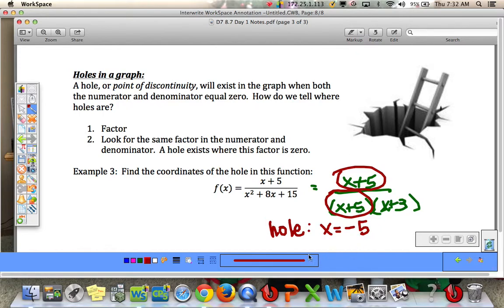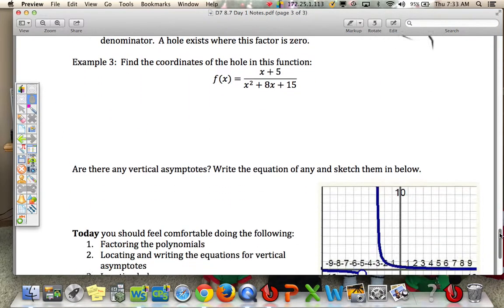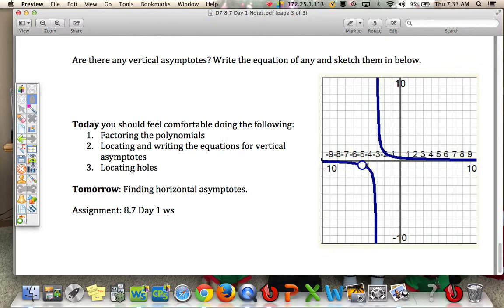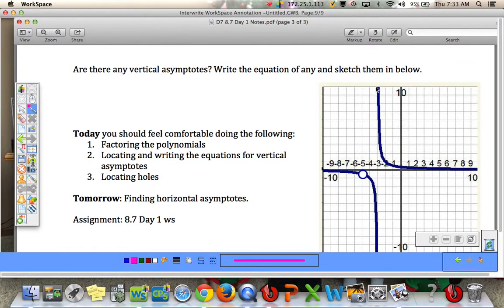There would also be an asymptote here, and that's the next question. The asymptote would be then just the remaining factor, what makes this 0. So the vertical asymptote will be x equals negative 3. So there's a graph below. You can see the hole at negative 5. You can see the asymptote at negative 3. So I'll sketch that in. Here's an asymptote at x equals negative 3.